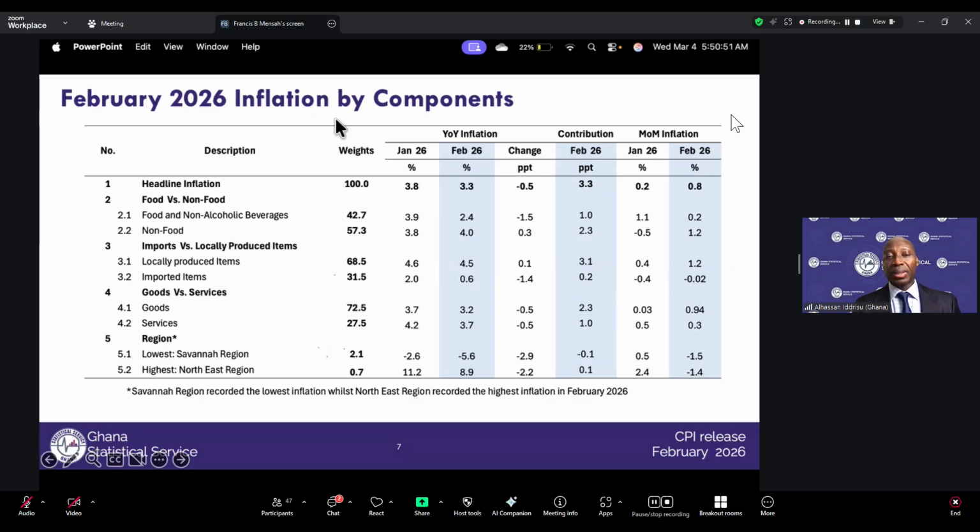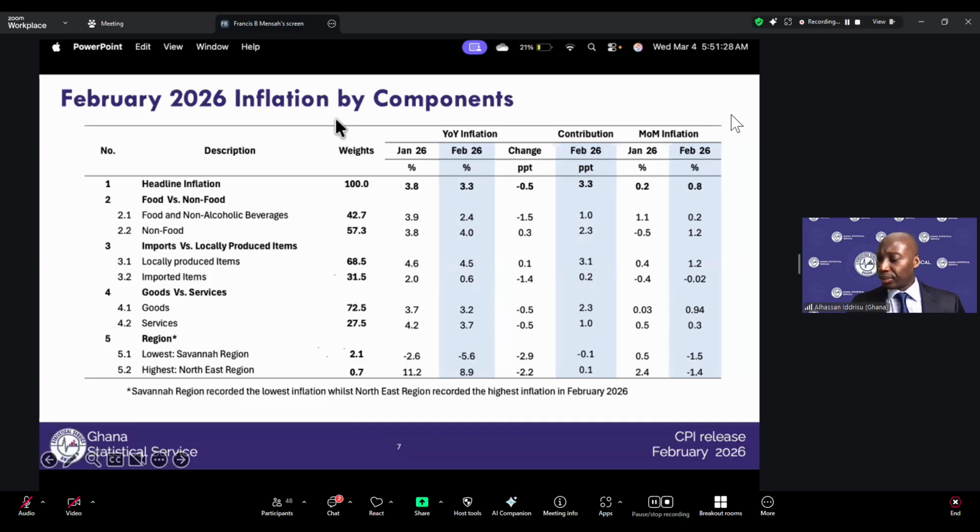And as I mentioned, if you have an item constituting about 43% of your inflation basket with such rapid disinflation, then that surely is one of the main factors explaining the disinflation process, with inflation reducing from a high of 23.1% in February last year to 3.3% in February this year. So that's the response to your question.